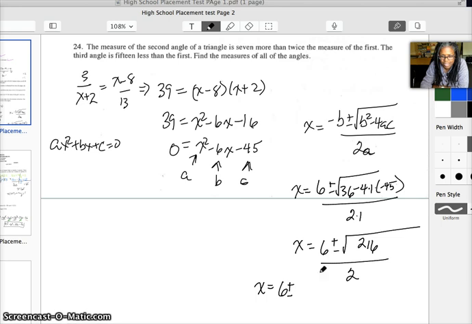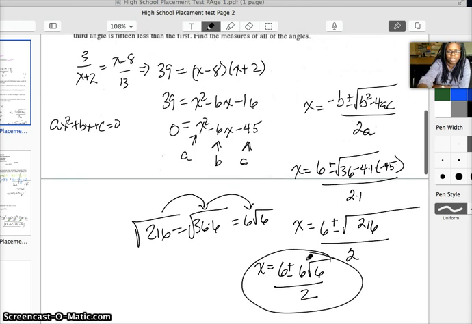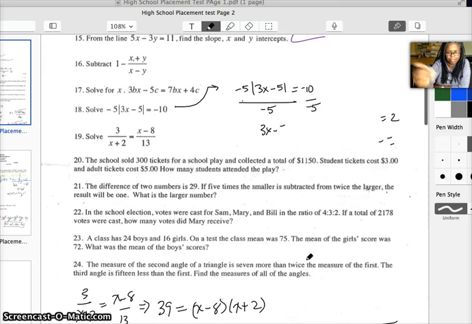So it's 6 plus or minus. This could actually be written as 6 root 6 over 2. And I'll tell you why. Because 216 is equal to 36 times 6. And I can take the square root of 36, which is 6, but I can't take the square root of 6, so it's left inside, right? You guys see that? If you don't, that's okay. We'll talk about it. So this is a convenient answer that you would leave it in if you have no calculator or anything to do in terms of solving.